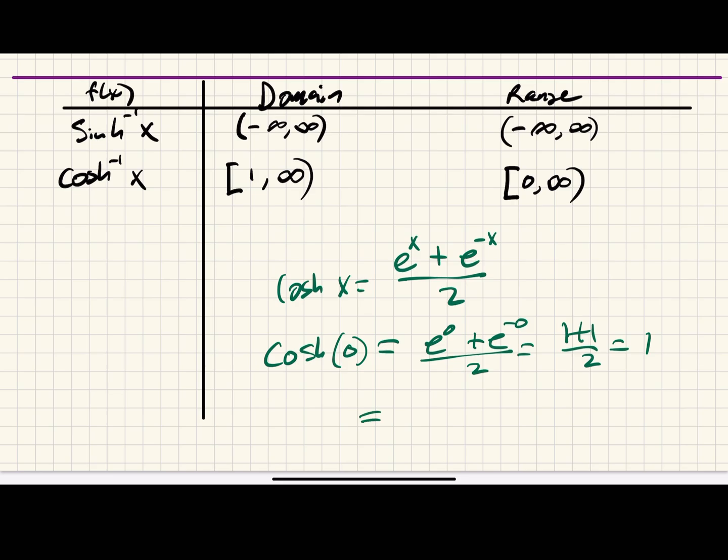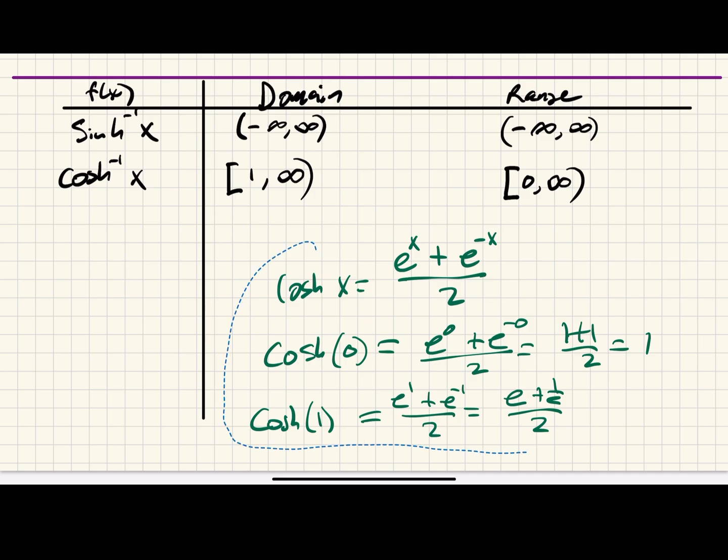Okay, so I'd have e to the 1 plus e to the negative 1 over 2. So that would be e plus 1 over e, over 2. Well, that's bigger than 1, right? Because I'm taking a number that's bigger than 2, e, adding a value to it, and I'm getting something that's bigger than 1. So I know I'm going up, right? Now let's do hyperbolic cosine of negative 1.